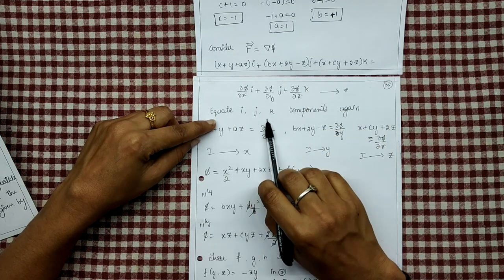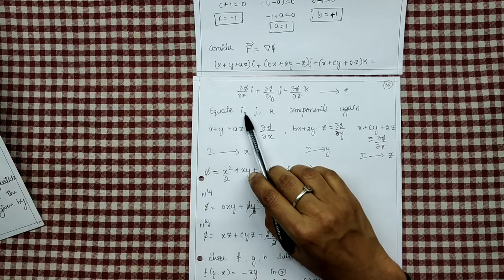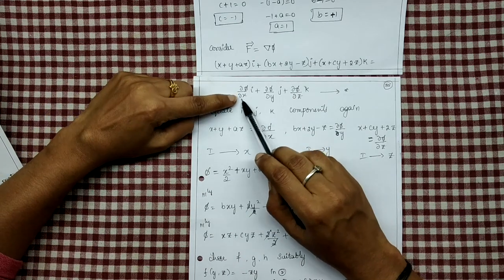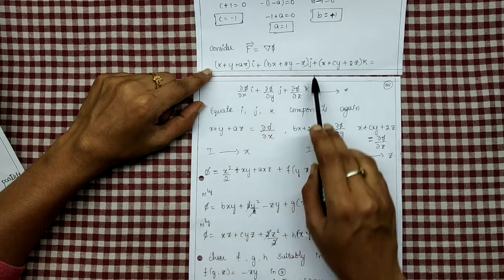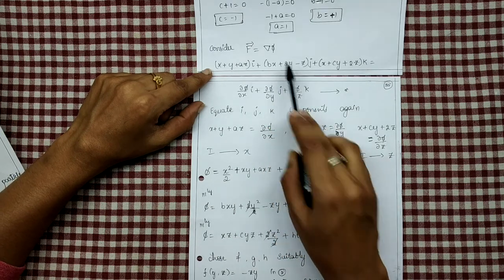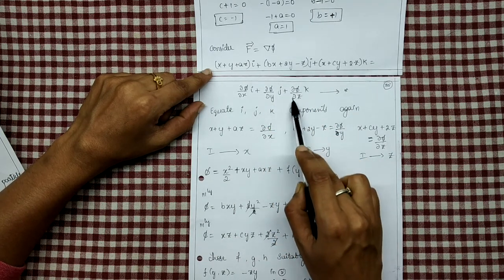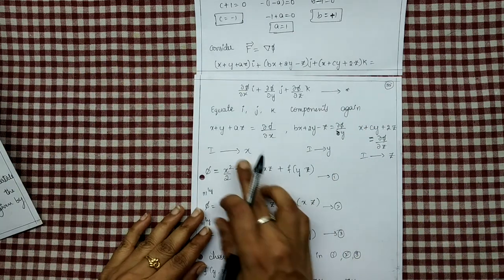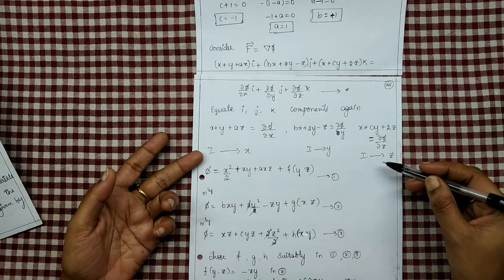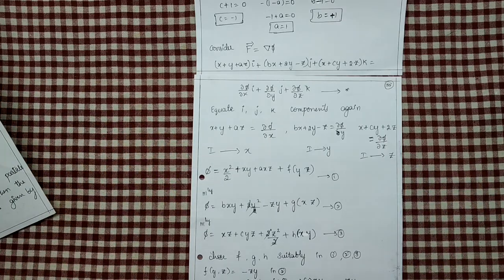Again equate the components of i, j, k. So when you equate the components of i, j, k, it is ∂φ/∂x is equal to this i component, whatever it is, coefficient, that. ∂φ/∂y is equal to this. I have written here. ∂φ/∂z is equal to x plus cy plus 2z, that I have taken here. Now let us solve these three equations. You know how to solve these three equations. Anyway, I will solve this for you.